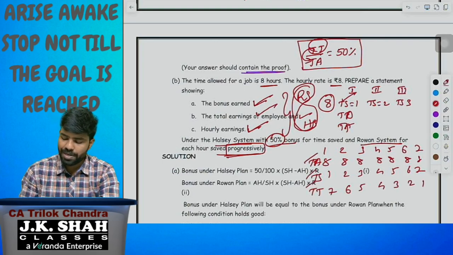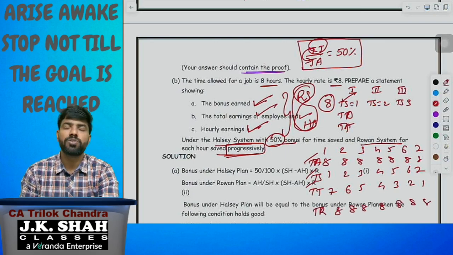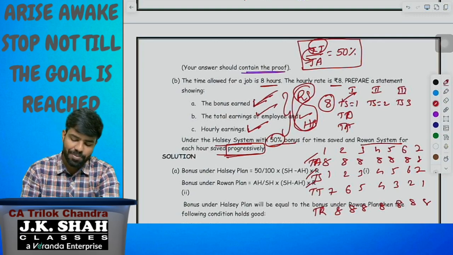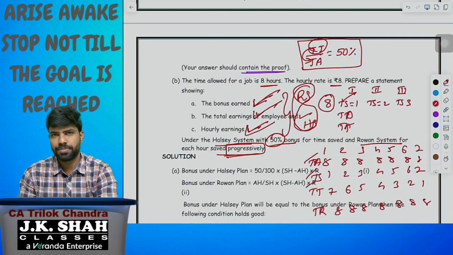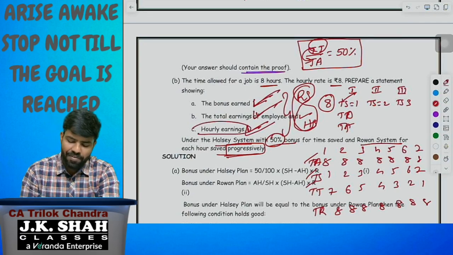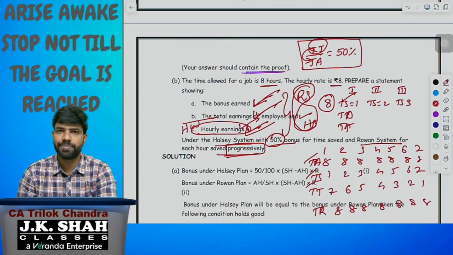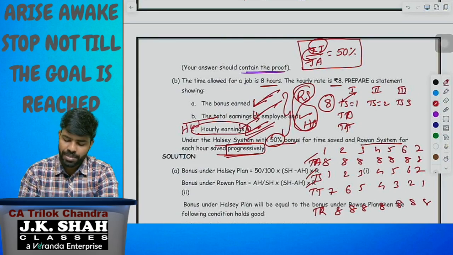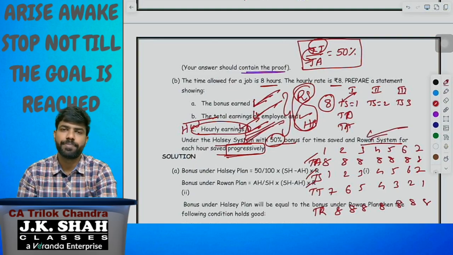We know time allowed, time taken, time saved, and the time rate, which is 8 rupees in every scenario. So we know all the factors. We can calculate bonus, total earnings, and hourly earnings. How to calculate hourly earnings? Total earnings divided by hours worked gives hourly earnings. We have to do it under Rowan scheme and then Halsey scheme.